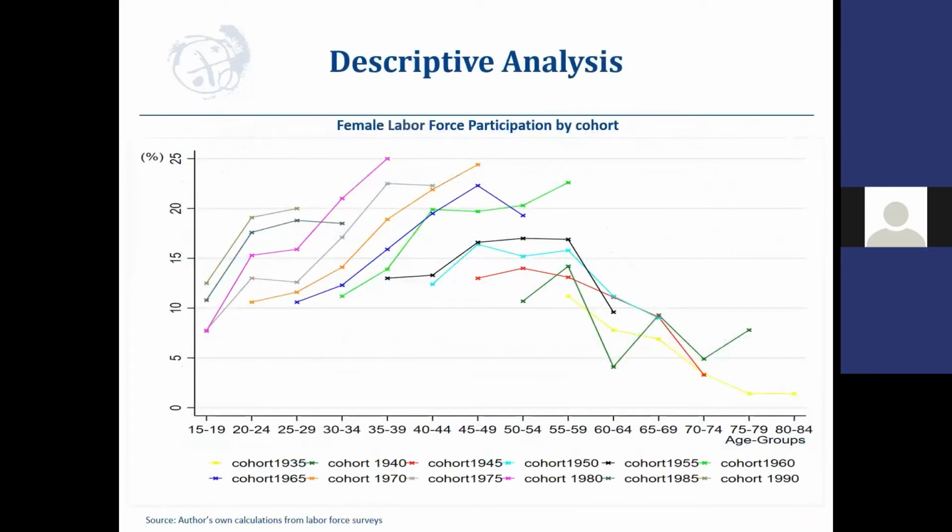These are some insights from my descriptive analysis. You can see female labor force participation by cohort, and it shows that younger cohorts participate more in the labor force. For example, for the age group of 45 to 49, you can see that the highest participation is from the 1970 cohort, followed by 1965 and so on. This graph also shows that females participate more in the labor force during their 30s and 40s, and it also confirmed the existence of a U-shaped curve over the life cycle of females.